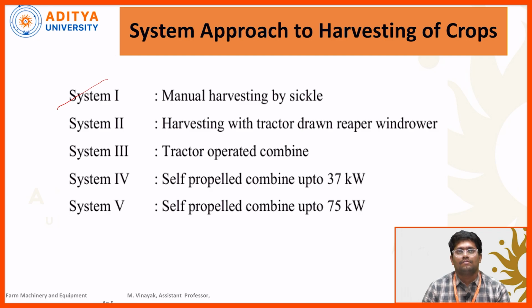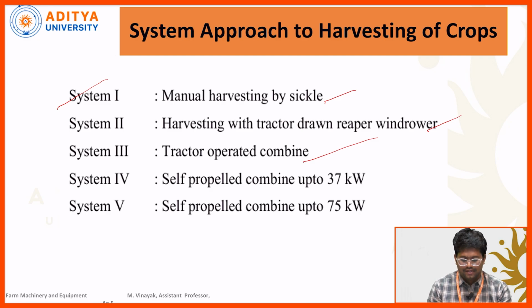System 1 is manual harvesting by sickle. By using manual labor we can harvest the crop, that is system 1, and system 2 is harvesting with tractor drawn reaper windrower, by the tractor mounted reapers as well as grain harvester. That comes under system 2. By using the tractor operated windrower, reaper or grass cutters, reaper binder built in at the rear side of the tractor, mower reaper can be mounted on the rear side of the tractor, that comes under system 2, and system 3 is tractor operated combine harvesters.